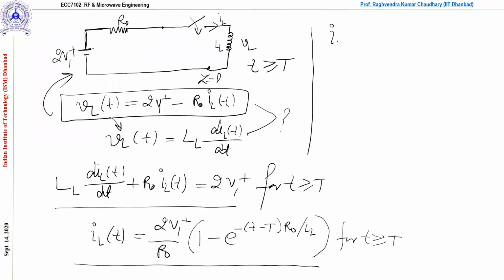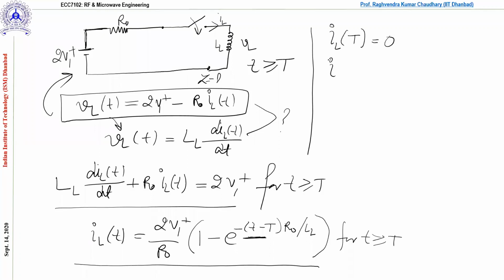If I write IL as a function of capital T, what will be the outcome? The outcome will be 0. If you check, T minus T will be 0, so this will be e to the power 0, and this complete thing will be 1, and IL(T) will be 0, right?